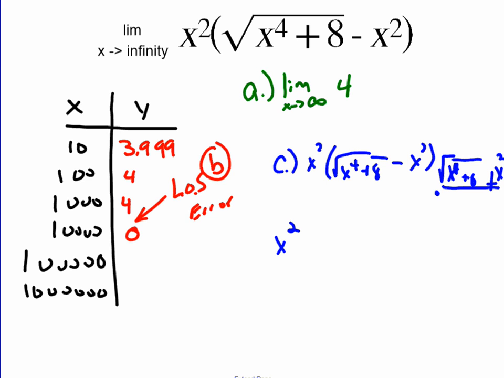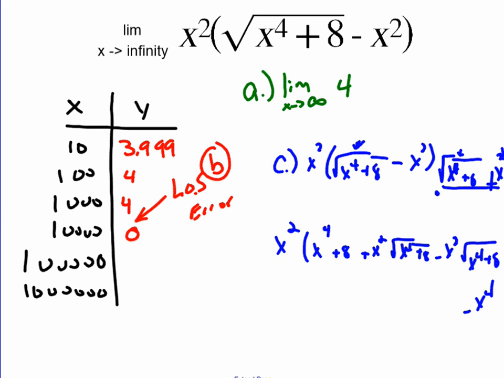Times the square root of x to the 4th plus 8 and the square root of x to the fourth plus 8, they multiply together and they cancel out their squares, so that's x to the fourth plus 8. Then plus x squared times the square root of x to the fourth plus 8, and then minus x squared times the square root of x to the fourth plus 8. And then now we multiply these last two guys, so we end up with minus x to the fourth. Okay, sorry, ran out of room.